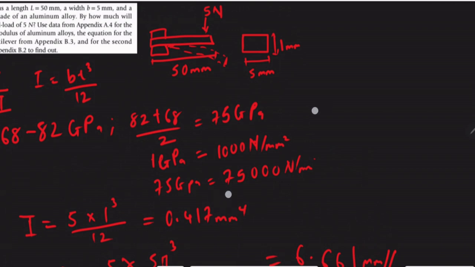This means that loading a 50 millimeter cantilever made of aluminum alloy at 5 newton at the edge will give us a deflection of 6.661 millimeter. So if you have any question, make sure you just ask in the comment section. Now we can go straight to the second question.